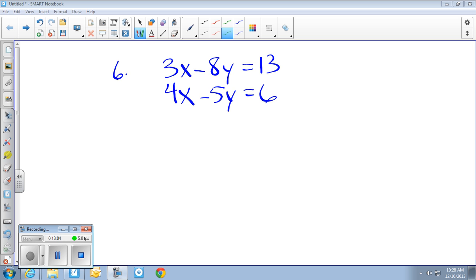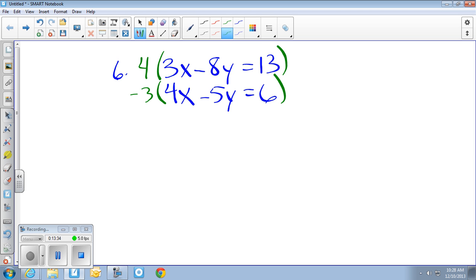So number 6, I'm going to stick with the x's because they have the lower numbers. So I see that I can get to 12, the least common multiple of 3 and 4. So one of them I need to be a positive 12, one I need to be a negative 12. So on the first equation, I'm just going to multiply everything by 4. And then everything on the second equation, I'm going to multiply by negative 3. And that will give me my 12x and then my negative 12x, so I can eliminate my x's.